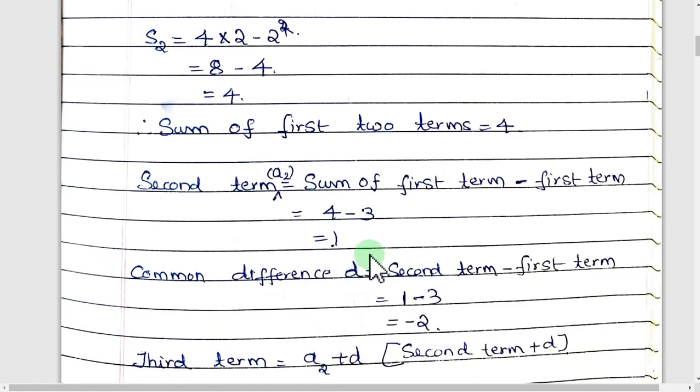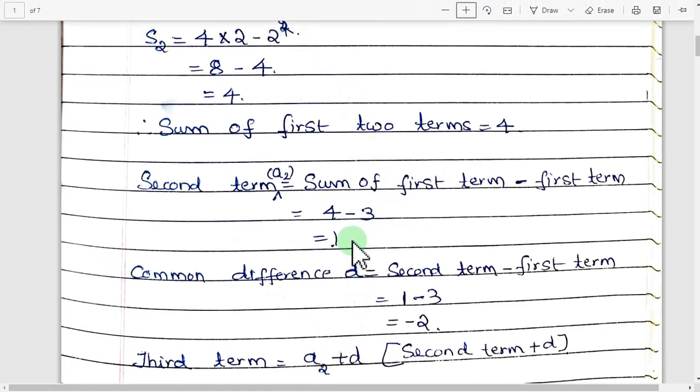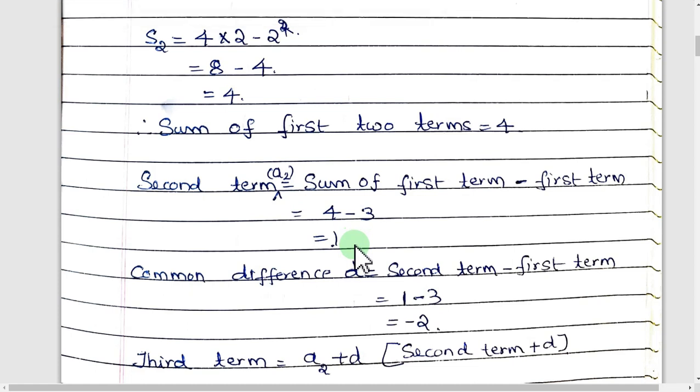So now we have the first term and second term. From that we can find the common difference. Second term minus first term is the common difference, or third term minus second term is the common difference. Now we have the second term and first term, so from that we can calculate the common difference. Common difference is second term minus first term. So second term is 1 minus 3. Here it is subtraction, but for the answer, take the bigger number's sign. So common difference is minus 2.